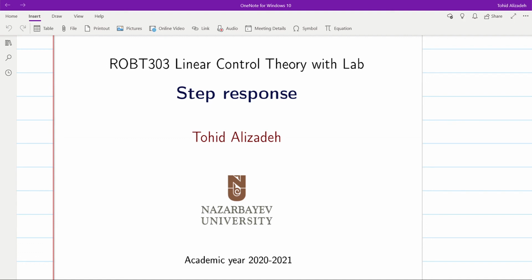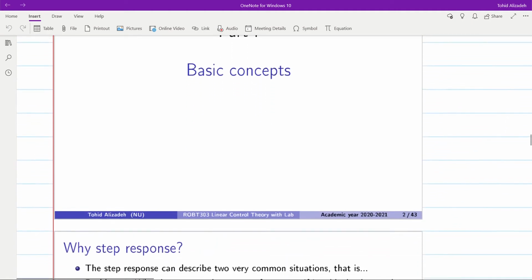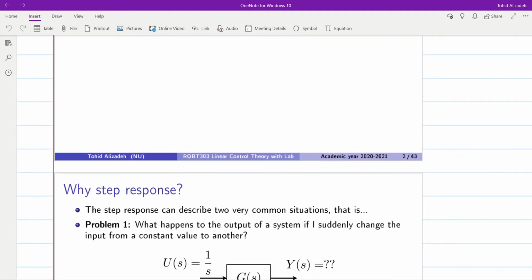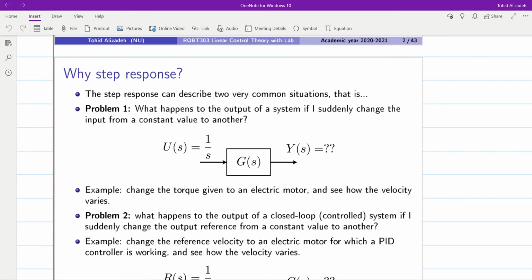Hello everyone, welcome to this lecture of linear control theory with lab, where we are going to talk about the step response of the systems. In the first part we'll see some basic concepts and then we'll go into more details. So first of all, we need to know why we are interested in the step response of the system.